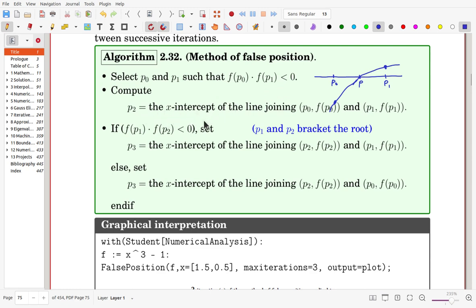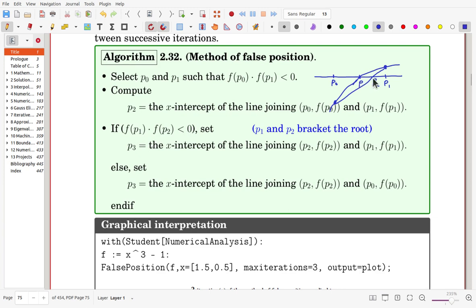Now here, getting P2 is exactly the same as for the secant method. We consider the secant line joining these two points and its x-intercept, which is P2. Okay, so that is now P2. After that, we test whether the product f of P1 and f of P2 is less than 0.